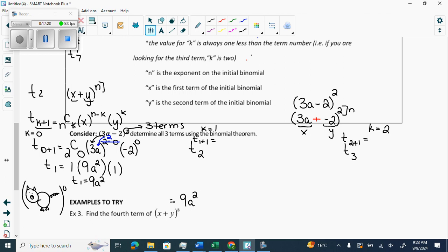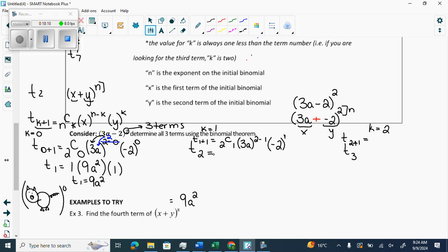Okay, let's find term 2. Term 2 is t to the 1 plus 1, so k is 1. So I'm going to get n, which is 2, ck, which is 1, times x, which is 3a, to the 2 minus 1, n minus k, and then y, which is negative 2, to the k, which is 1. So I'm literally just filling it into that formula on your formula sheet. At the very bottom left, you have a formula on your formula sheet, the tk plus 1 formula. So t1 plus 1 is term 2, which is what we want.